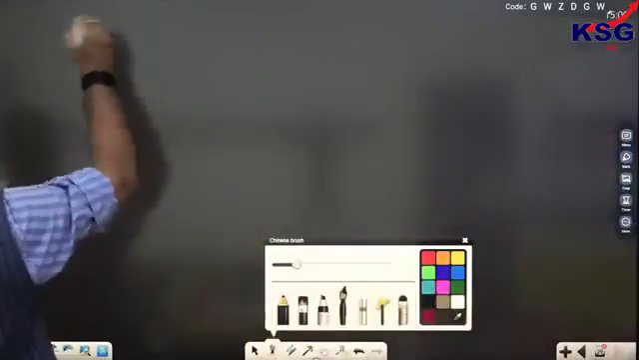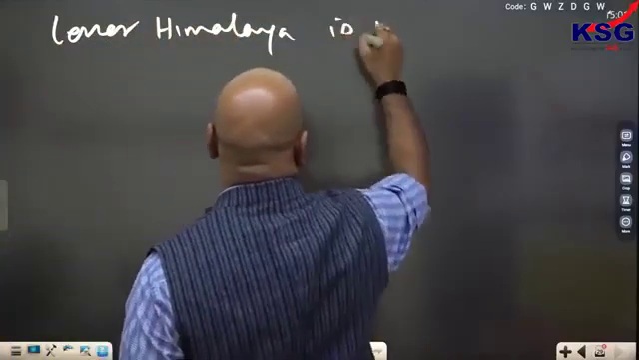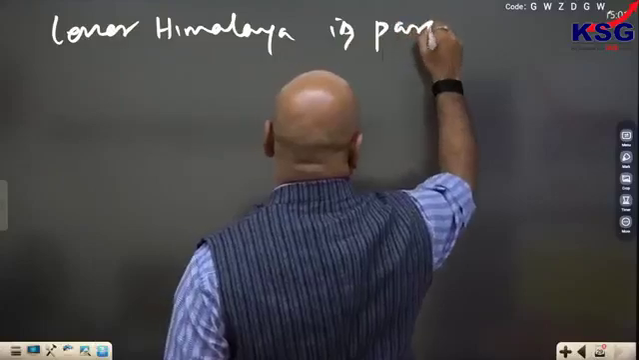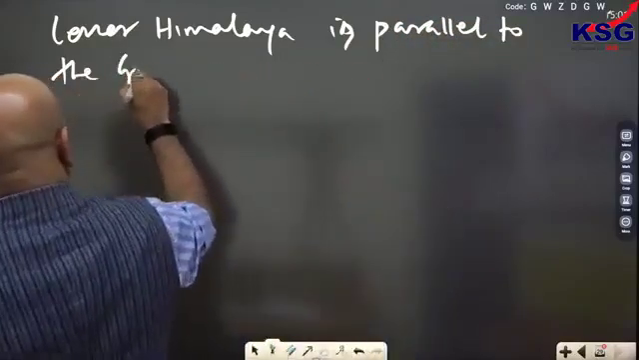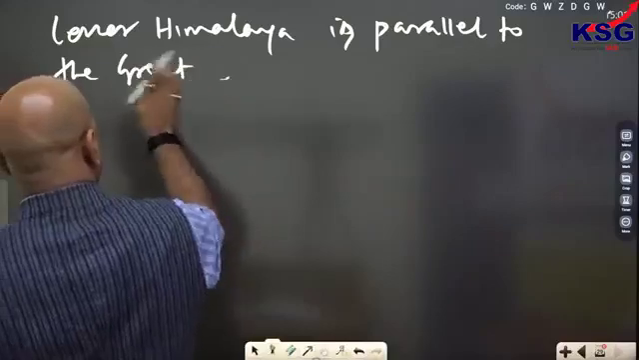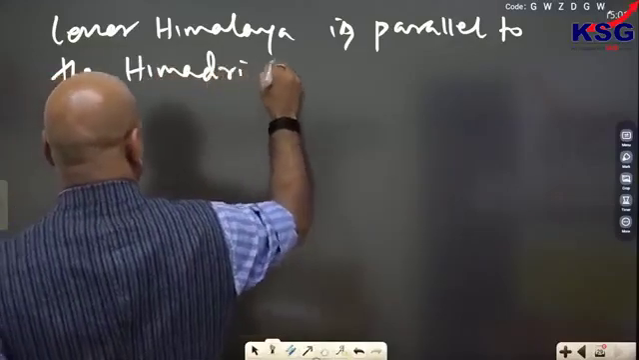In the lesser Himalaya, I said greater Himalaya only. Now coming to the lesser Himalaya or Himachal Himalaya. Lesser Himalaya is parallel to the Great Himalaya or the inner Himalaya or Himadri range.